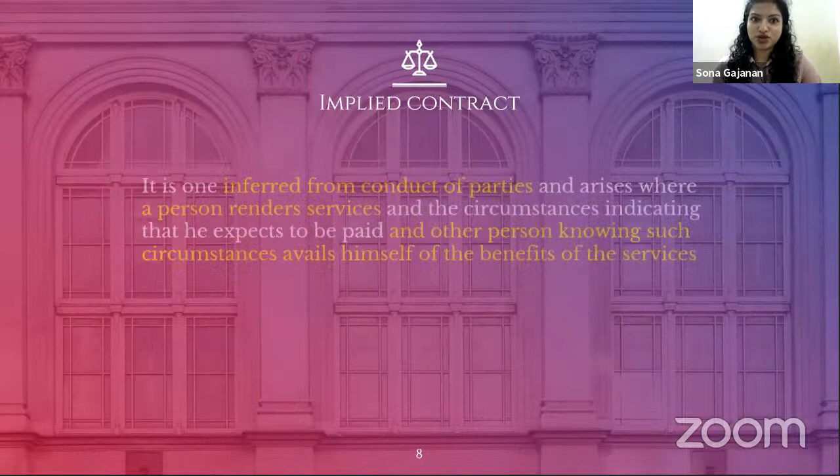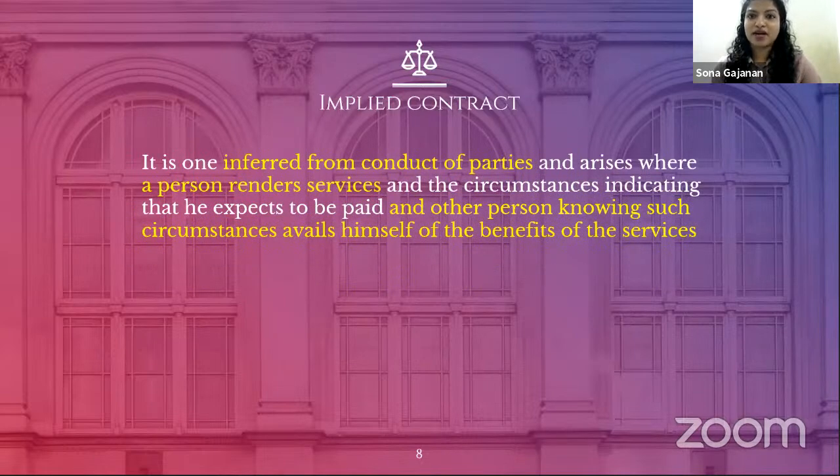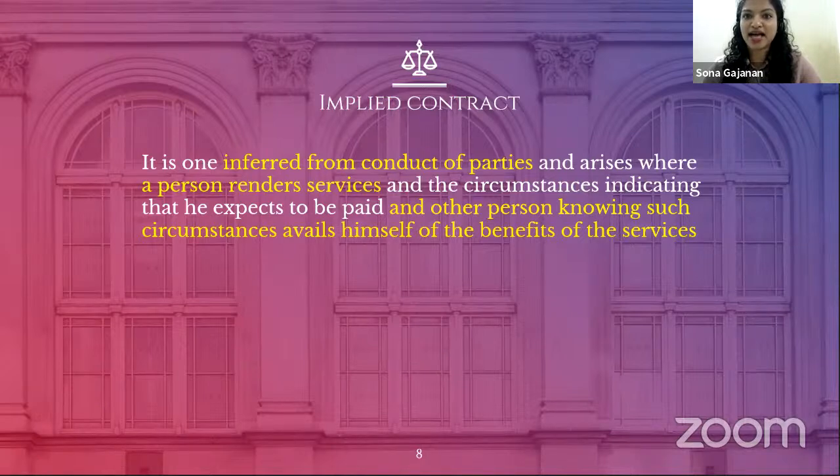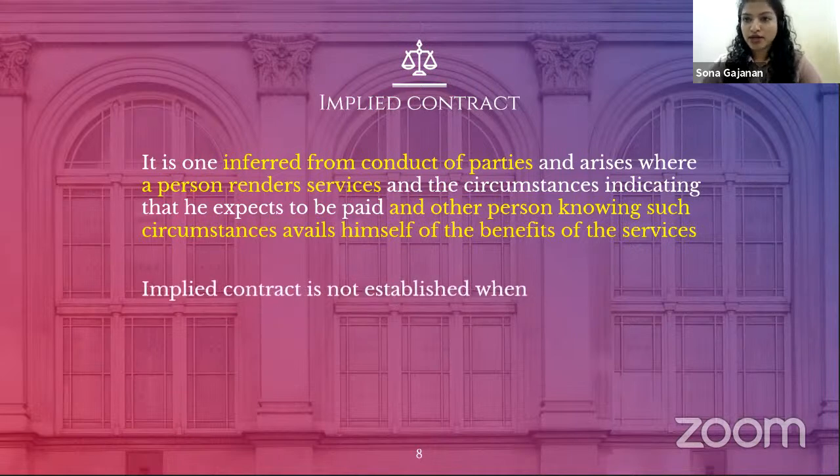Coming to the implied contract. It is one inferred from the conduct of the parties and arises where a person renders a service in circumstances indicating that he expects to be paid, and the other person, knowing such circumstances, avails himself of the benefit of the service. The word implied means something suggested by the action of an individual. Here there are two individuals. One gives a service expecting to be paid for it, and the other, knowing that he has to pay, avails that service. These terms are not expressed explicitly; they are suggested from the action itself.